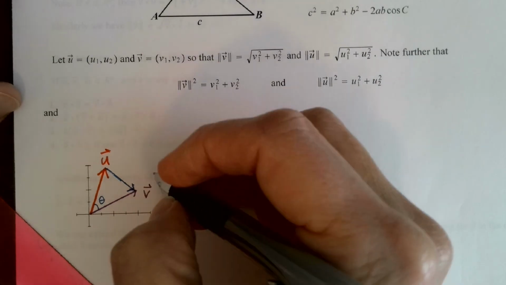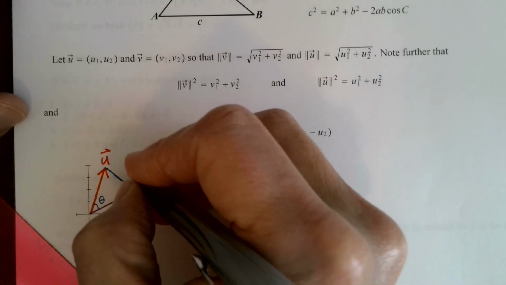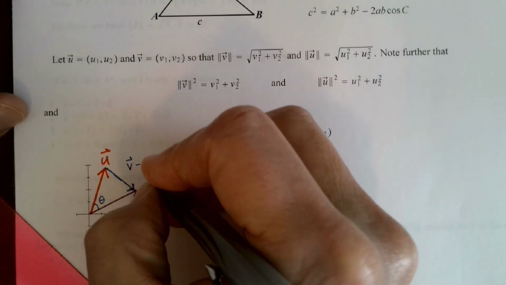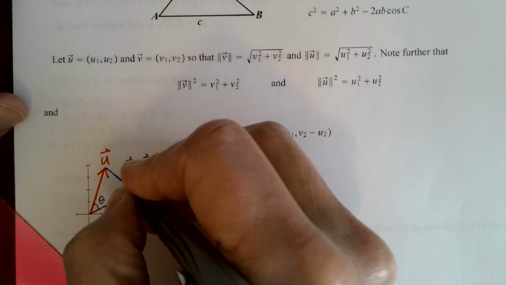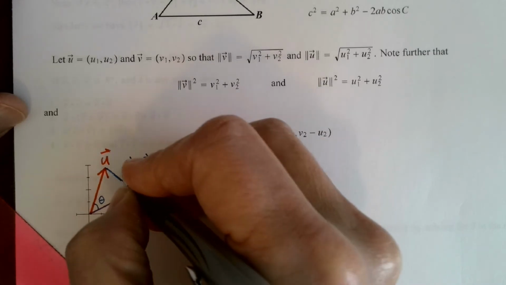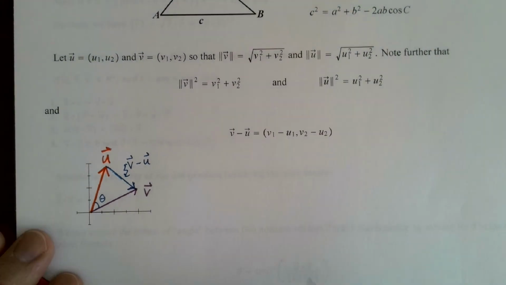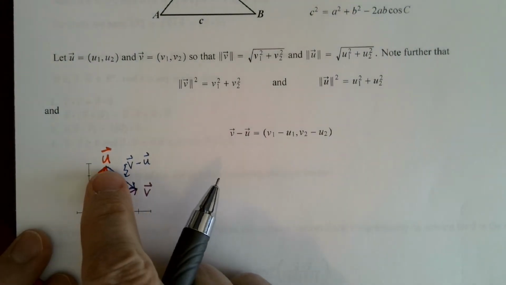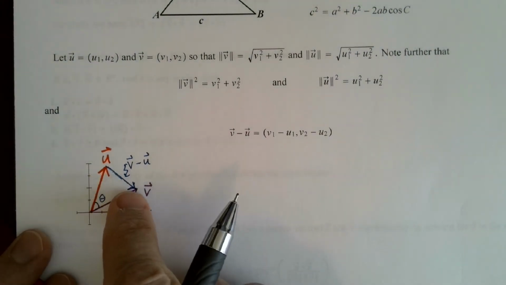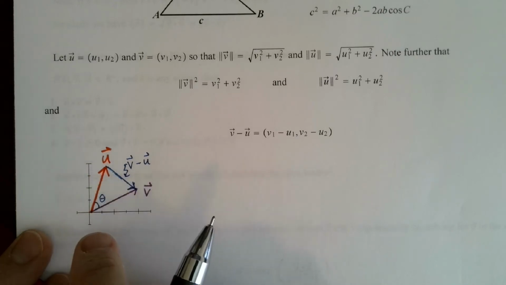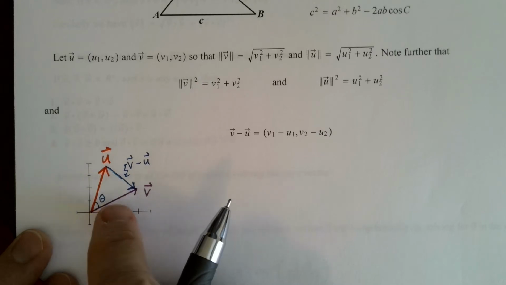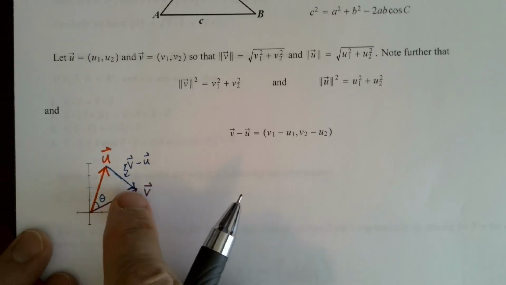And remember, we talked about this. This vector is the vector v minus u. You might want to see how that is. We've talked about that previously, but going from the terminal point of u to the terminal point of v, that's going to be the vector v minus u. And so we have this triangle. Do you see the triangle?